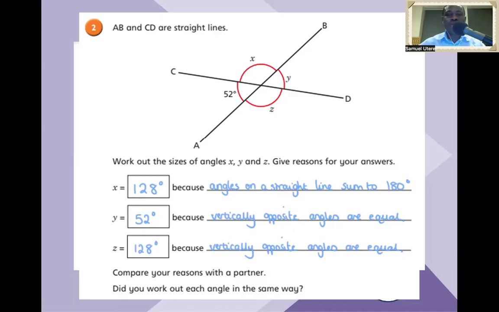There are different ways to do this. Another way is we can say the angles on a straight line add up to 180 degrees. So 180 degrees minus 52 degrees will give us 128 degrees, which is the angle here. And then if you know this is 128 degrees, that has to be 128 degrees, and that has to be 52 degrees because they are vertically opposite.